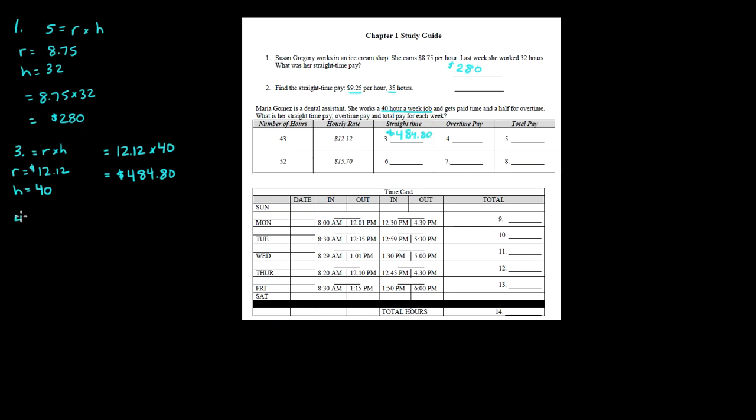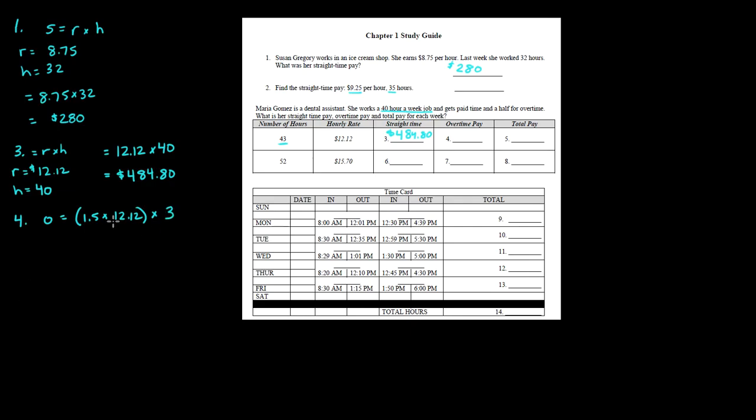Number 4 is my overtime pay. So remember, our overtime pay formula is O equals parentheses 1.5 times our rate. In this case, we said our rate was 12.12. And then we multiply that amount by our hours worked. In this case, the number of hours worked is anything over 40 hours. We worked 43 hours. So 3 of those hours are overtime, so it would be times 3.